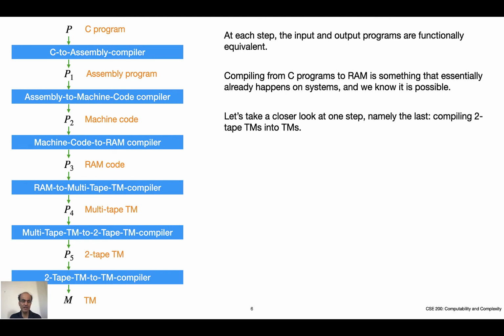And it becomes even easier if you have multiple tapes. For example, to go from a RAM program to a multi-tape Turing machine, you could give 1 tape for each register of the RAM machine. Remember, a RAM machine has a finite number of registers, and a multi-tape Turing machine would thus have a finite number of tapes. Okay, so what we're going to do here is we'll look at it in a little more depth at one of these steps. And that step is going from 2-tape Turing machines into our type of 1-tape Turing machines.